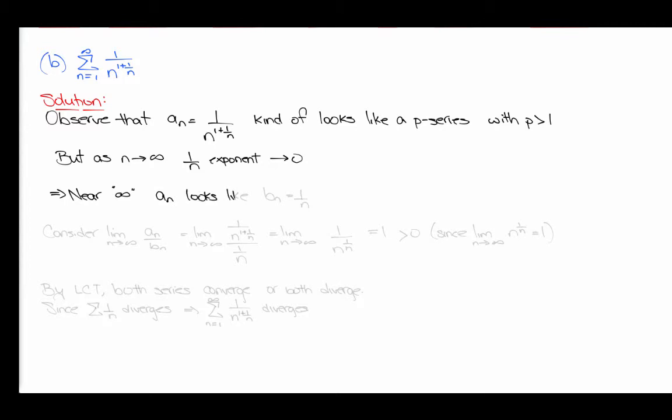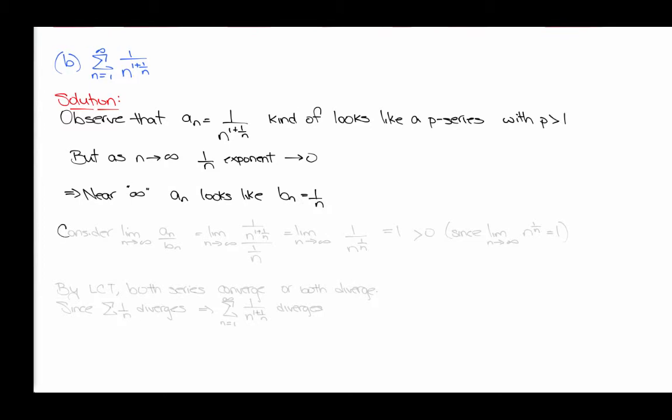So we're going to define b sub n to be 1 over n. Now let's look at the limit as n goes to infinity of a sub n over b sub n. That's what we use when we're using the limit comparison test. Just rewriting that out, we get the limit as n goes to infinity of 1 over n to the 1 plus 1 over n, all divided by 1 over n. And when we simplify that expression, we get the limit as n goes to infinity of 1 over n to the 1 over n. And that limit is equal to 1.